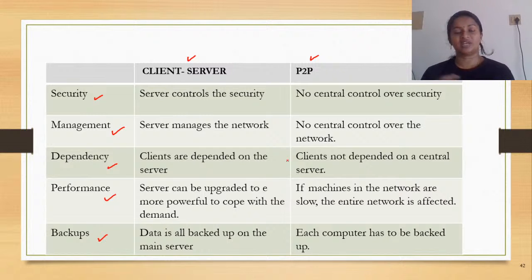All are peers, right? All are equal in this network. In this case, do you think there would be any central control over the security? There would definitely be no central control over the security. So this is the distinction when you're considering the point of security. What are we trying to compare? We are trying to compare the client-server architecture as well as the peer-to-peer networks.